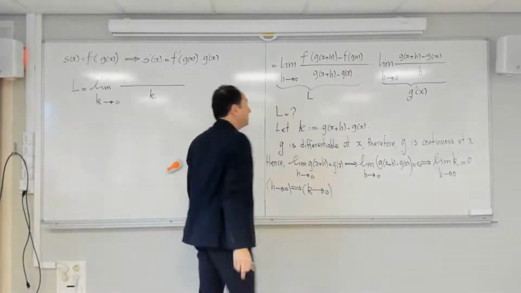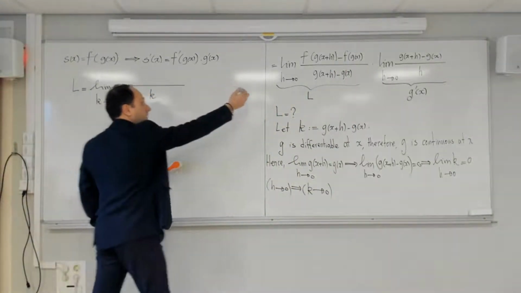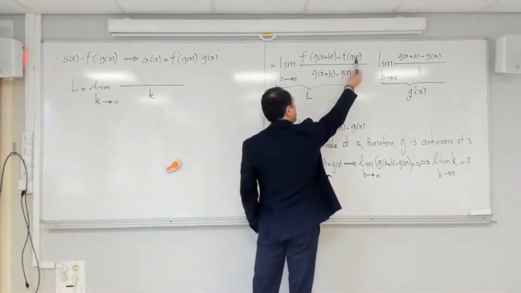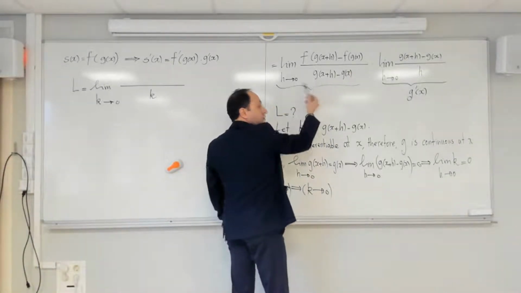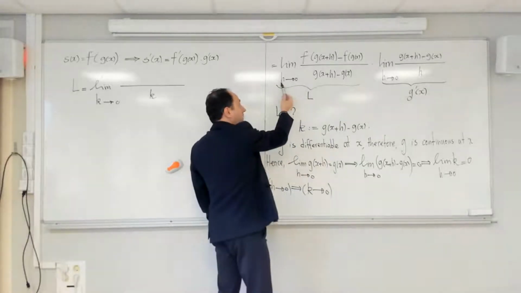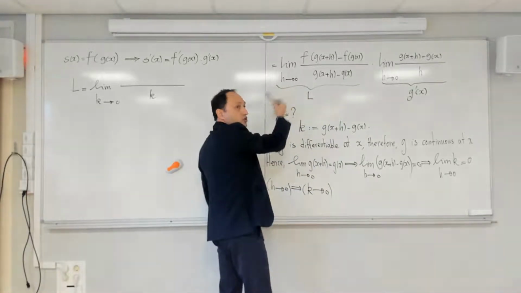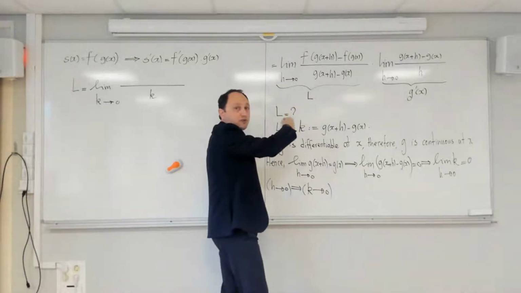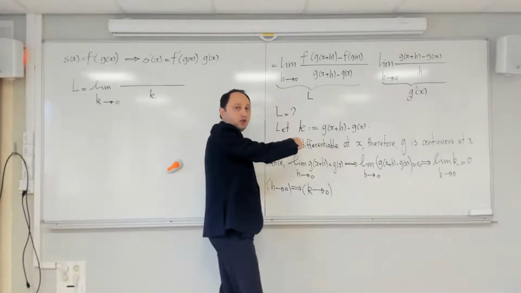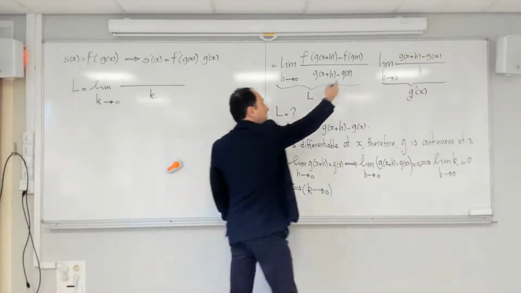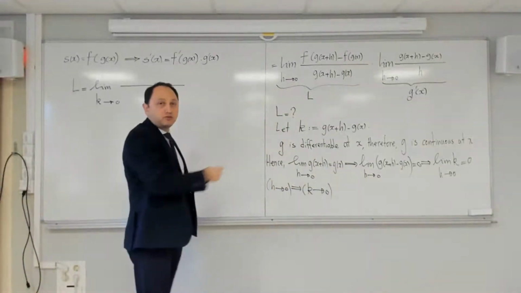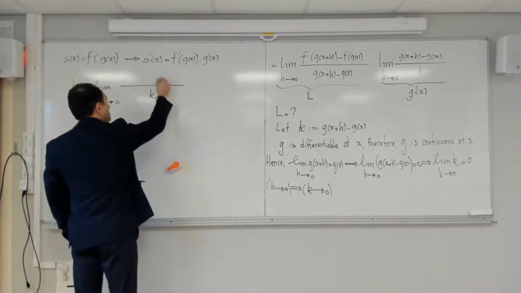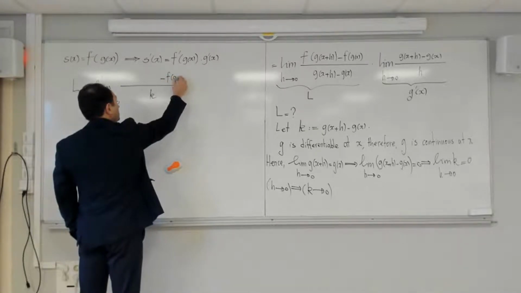This one is not touched because it doesn't depend on my variable h. Here, h is the variable of the limit. X is considered to be a constant. I am sending h to 0, so h is gradually shrinking, getting smaller and smaller, but x is fixed. So this part will not be affected by this change of variable. So this becomes minus f of g of x.